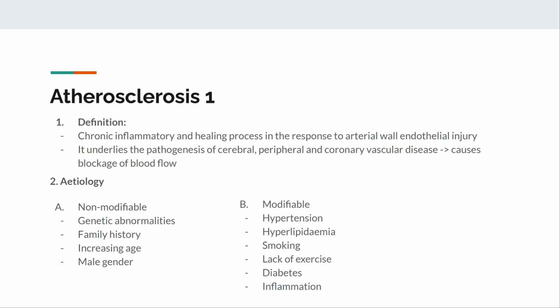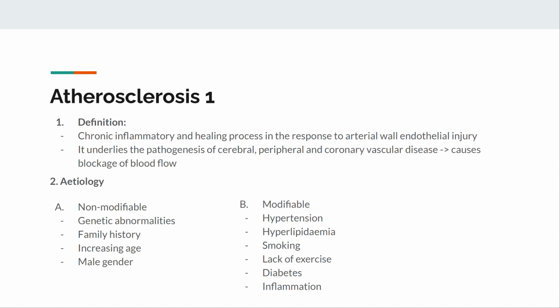So now we're going to be discussing atherosclerosis. Atherosclerosis is defined as a chronic inflammatory and healing process in which it's a response to arterial wall endothelial injury. As you might remember, found in your arteries, there's a couple of layers. So your tunica intima, this is where you find your endothelial cells. These are cells that are in direct contact with the blood. Essentially, damage to these endothelial cells is what's going to kickstart this atherosclerotic process, which, as I mentioned, is defined as an inflammatory process.